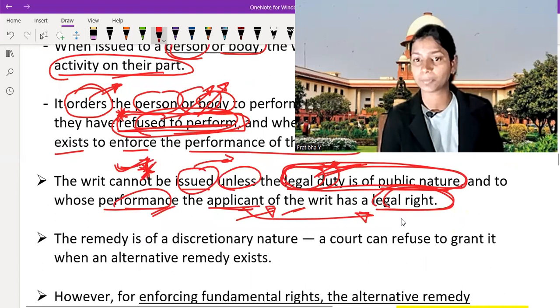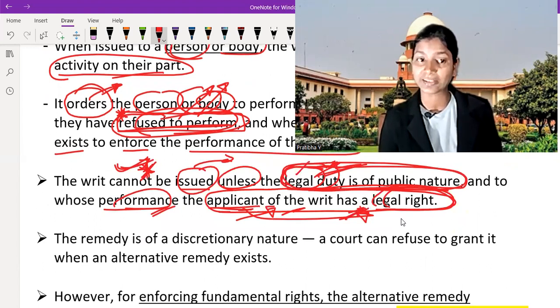Unless the legal duty is of a public nature and the applicant has a legal right. The applicant of the writ must have a legal right. If these two conditions are satisfied, then only we issue a writ, otherwise not.